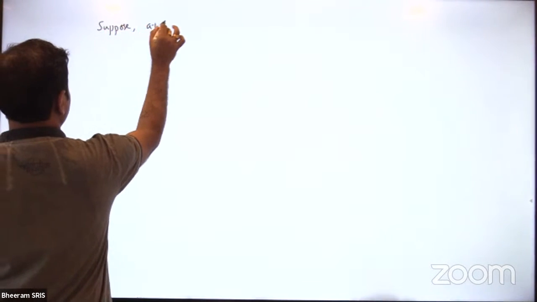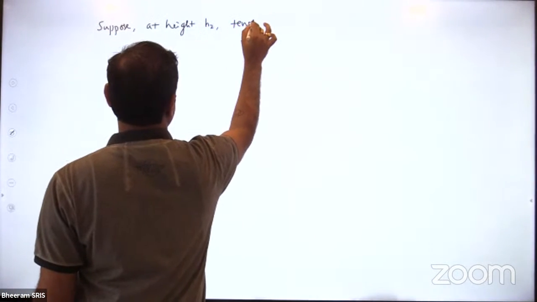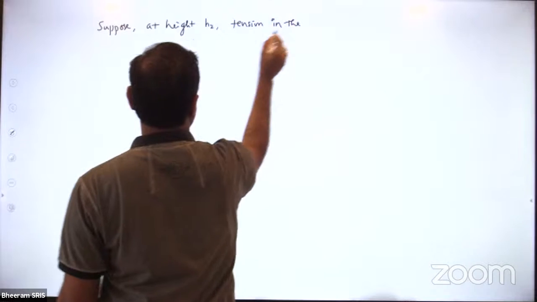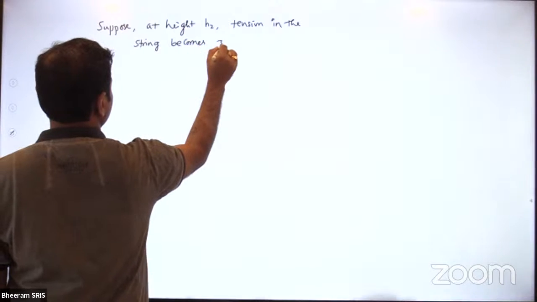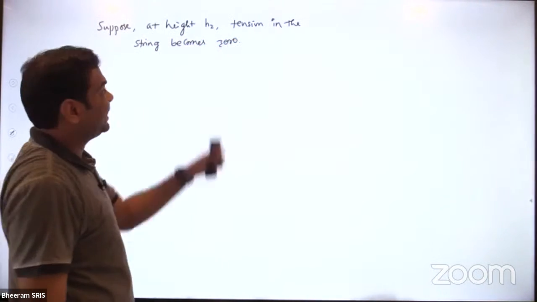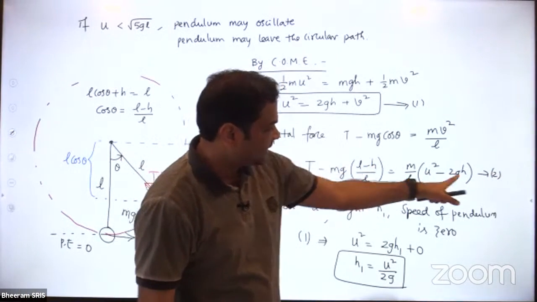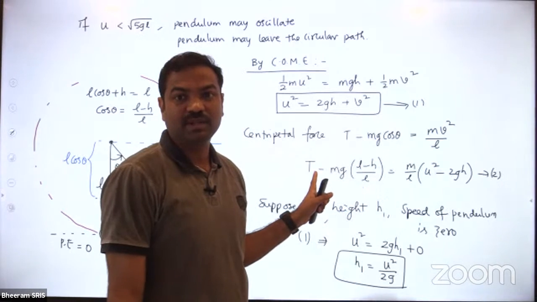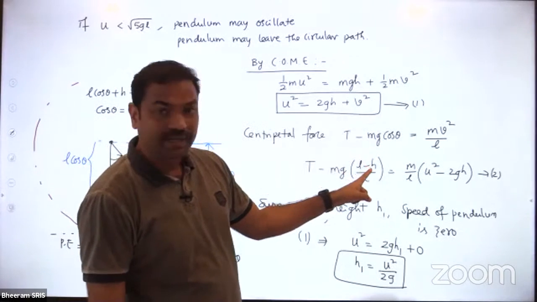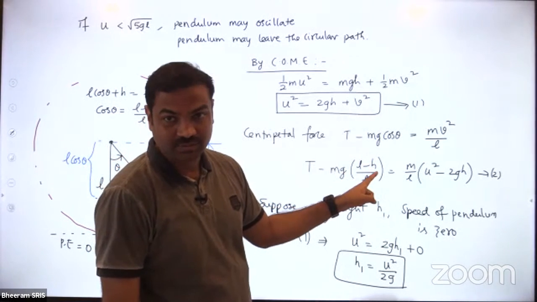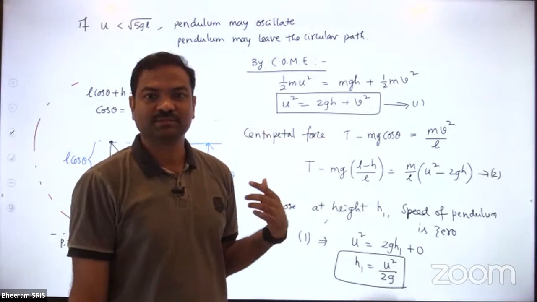Suppose at height h2, the tension in the string becomes 0. Understood? At what height is the tension 0? At h2 height. So now we have an equation here. If in the place of height I write h2, then what will the tension value become? The tension value will become 0, because that is our assumption, that is our supposition.